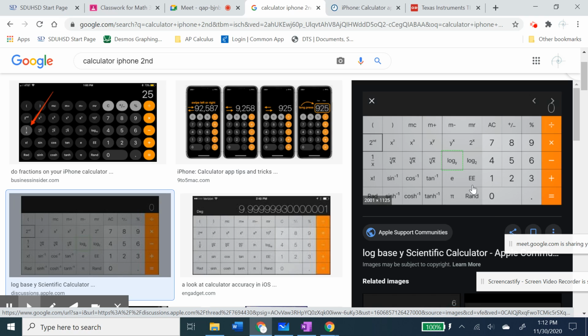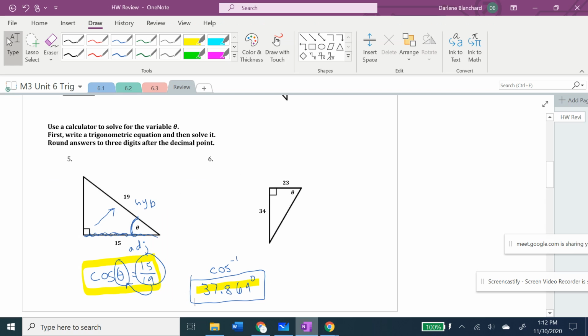Okay, so when you push the second button, make sure you're pushing, do you see where the hand is on inverse cosine? Don't do the one with the H. Use this button. Okay. And was 37.86 the answer? Yes. Okay.